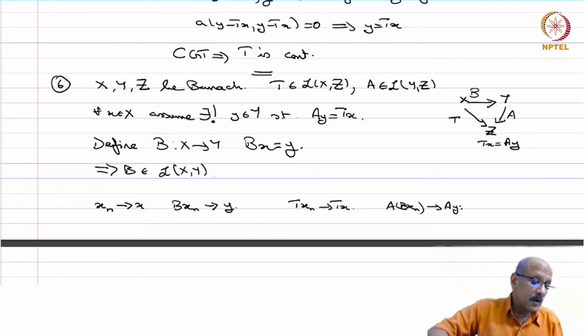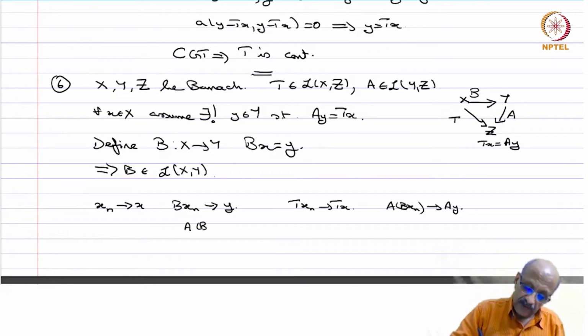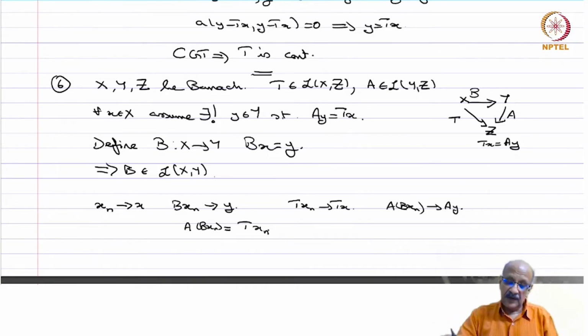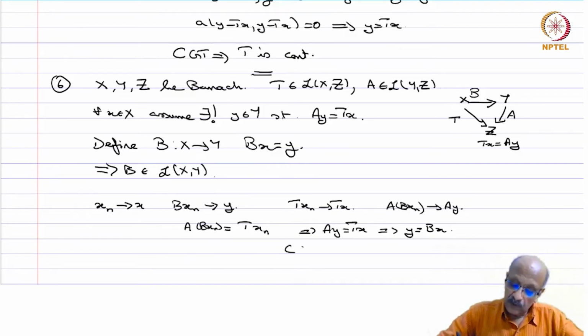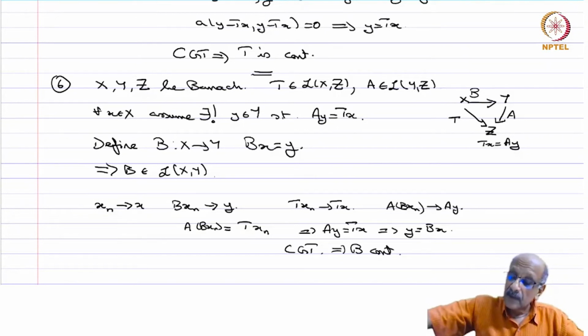Okay, but what do you know? A of Bxn by definition is equal to Txn. That is how B was defined. A of Bx, Ay equals Tx. So Bxn goes to Ay. So this implies that Ay equals Tx, and by uniqueness this implies that y equals Bx. Yeah, and that is exactly what we want to know. So by the closed graph theorem we have B is continuous. So you can lift the map and that becomes continuous.